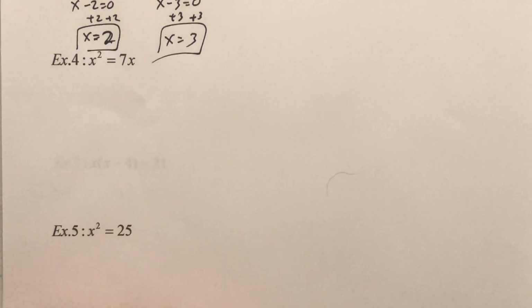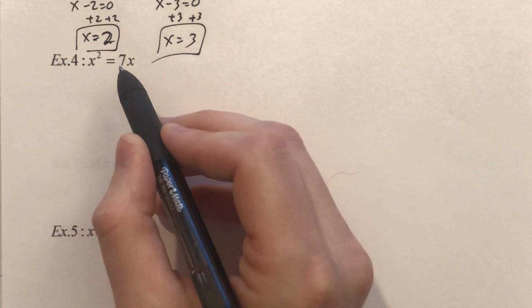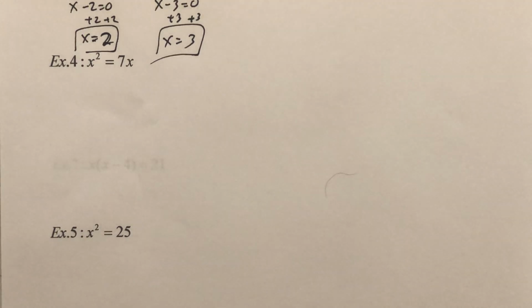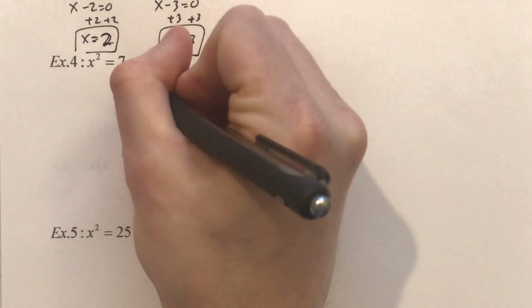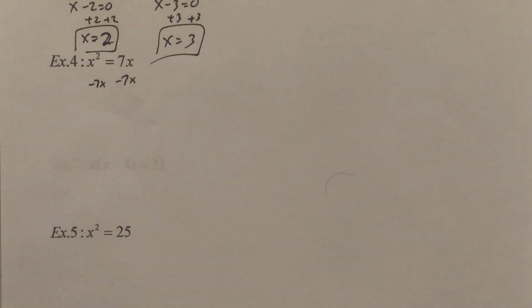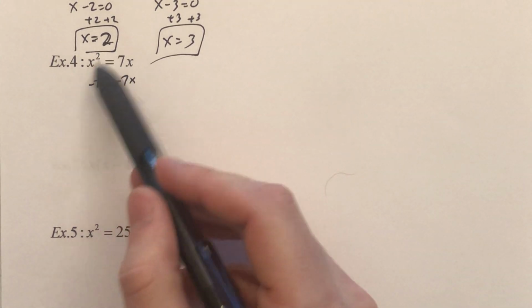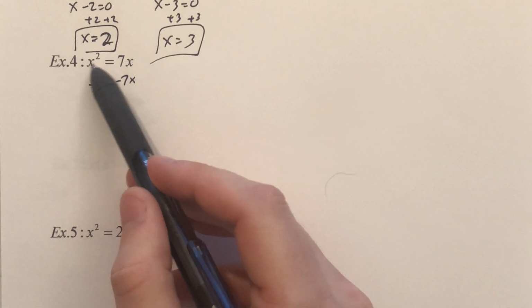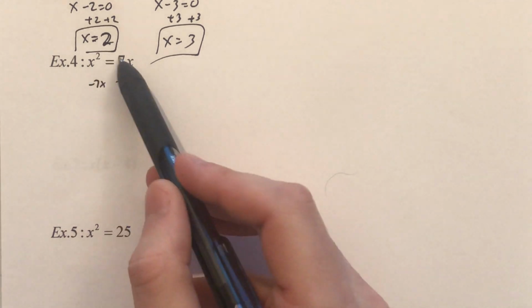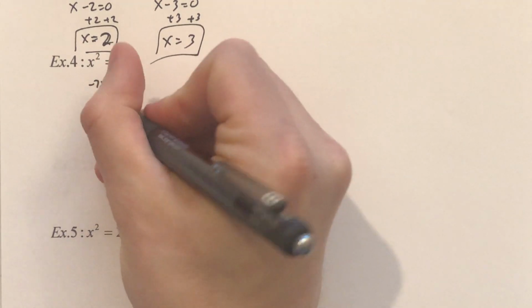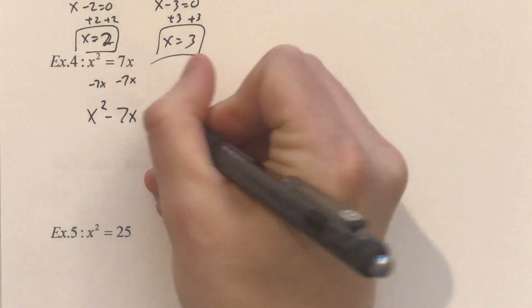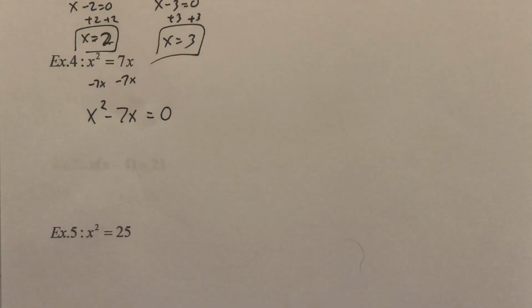So the next one here, again, if you don't see equals 0, that's the first step. Get it so it says equals 0. So I'll move the 7x that way. It's not that I want to just always default to moving to the left, but you want your highest powered term to be positive for factoring purposes. So since x squared is over here, that's why I'm moving the 7x, like that. But now it's equal to 0.